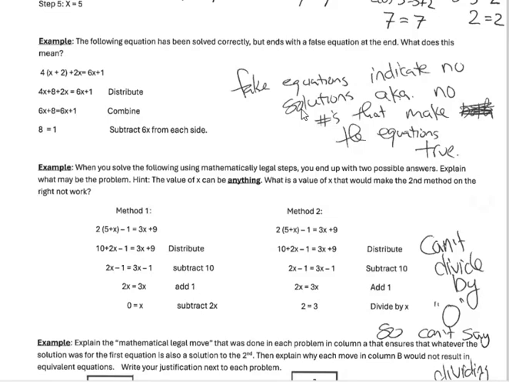And I don't know why it says fake. It's supposed to say false equations indicate no solution. Maybe that does say false. Anyways, if you end up with a false equation, that means no solution, no value of x would make that equation true. And if you go through everything and you get a true equation, let's say it ended with 8 equals 8, which is true, that would mean every single number you could think of that you substitute in would make it true.